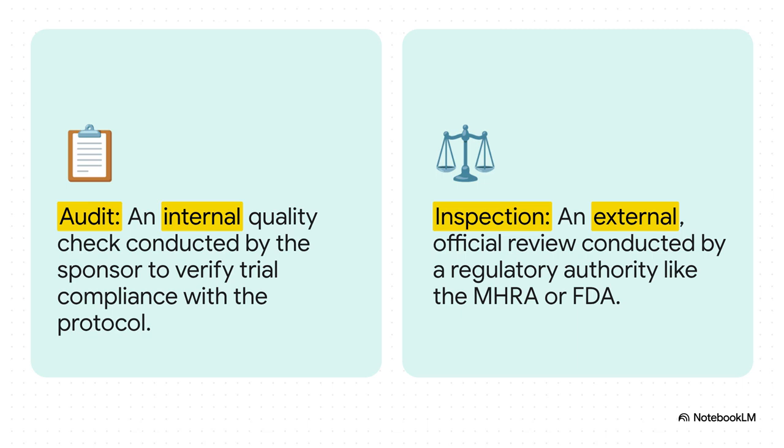It's really important to know the difference between 2 key terms, audits and inspections. An audit is an internal check. The sponsor does it on themselves to make sure they're following the rules. An inspection, on the other hand, is external. That's when a government body like the FDA shows up to review everything. A sponsor has to be ready for both.